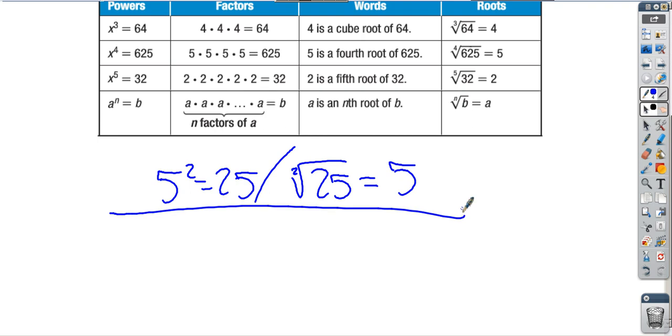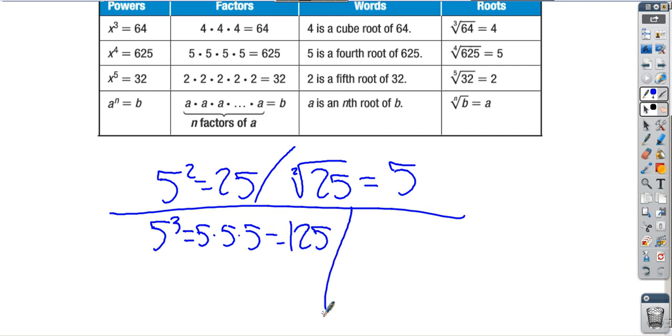If then you did something like 5 cubed, 5 cubed means 5 times 5 times 5. 5 times 5 times 5 is 125. What's the opposite of cubing something? The opposite of cubing would be taking the cube root. And that's basically asking, what did I multiply by itself 3 times to get 125? And the answer would be 5. That's all that we mean by taking those different types of roots.